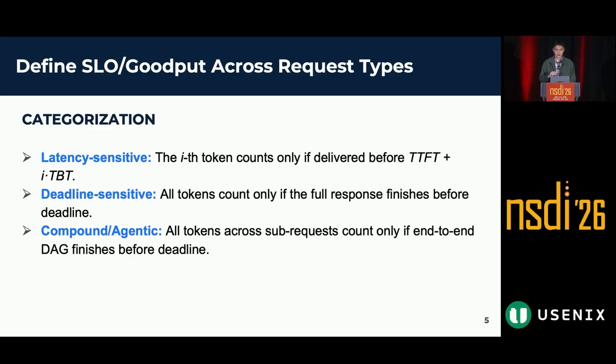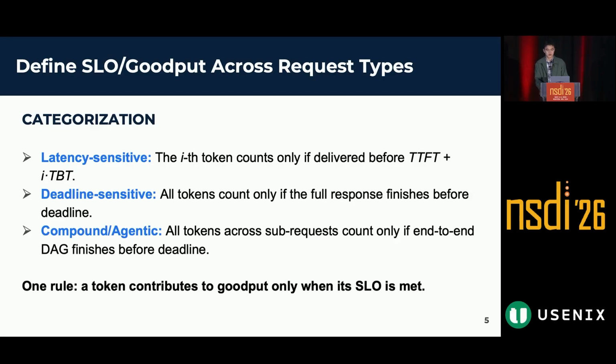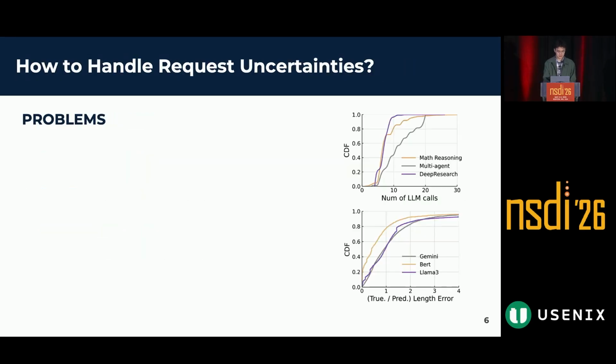Given this, we define the SLO and goodput uniformly across all 3 request types. For latency-sensitive requests, the i-th token only counts if it is delivered before TTFT plus i times TBT. For deadline-sensitive requests, all tokens count only if the full response finishes before its deadline. For compound requests, all tokens count if the entire DAG finishes on time. So the unifying rule is simple: a token contributes to goodput only when its SLO is met. So this gives us a clean optimization target.